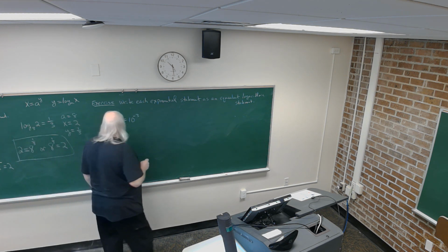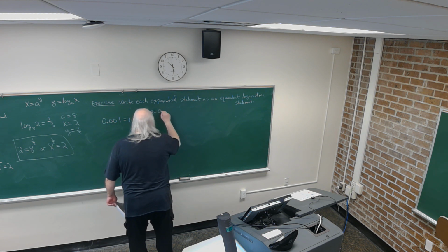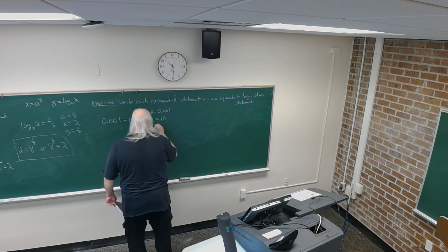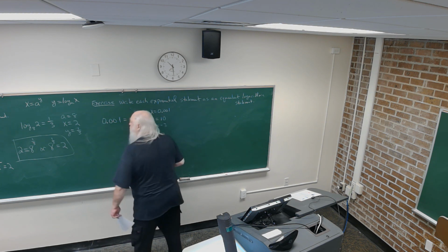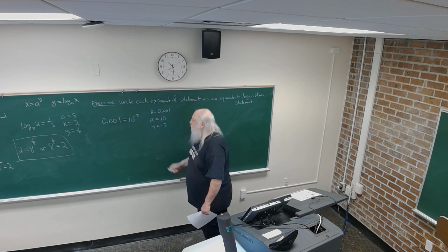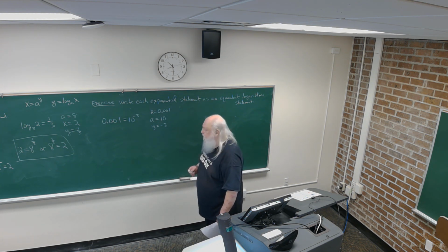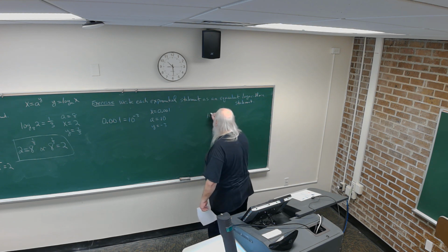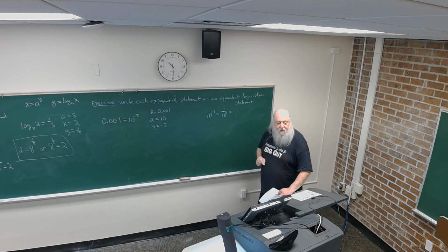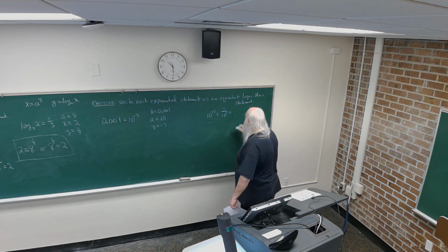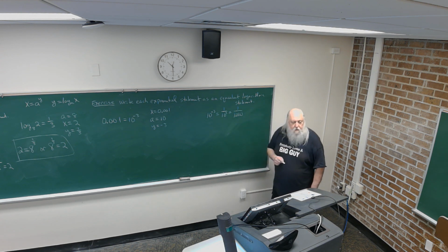So x in this case is 0.001. A, the base, is 10, and y is equal to minus 3. So to see whether that's a true exponential statement, you might have to do some work on the side, right? 10 to the minus third power is 1 over 10 cubed, okay? The rules of exponents. 10 cubed is equal to 1,000, okay? 10 times 10 is 100, times 10 is 1,000.